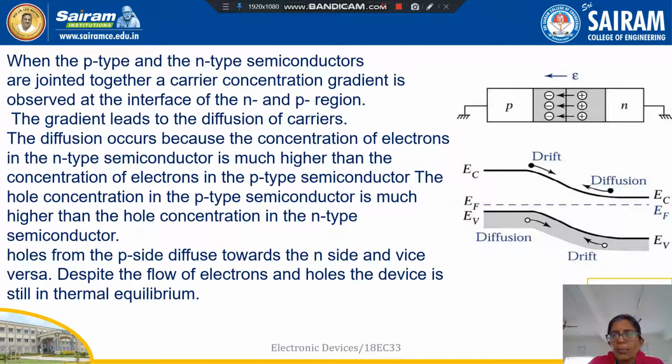So here, because of the immobile ions, an electric field is created. The electric field is such that the n-type region will have positively charged ions, and the p-type region will have negatively charged ions, and hence an electric field will be formed in this direction. So what happens because of this electric field? This electric field will stop the further movement of the electrons and the holes through the junction.